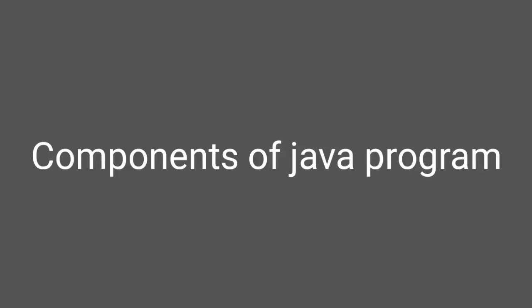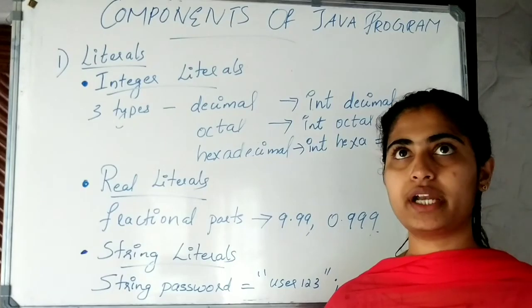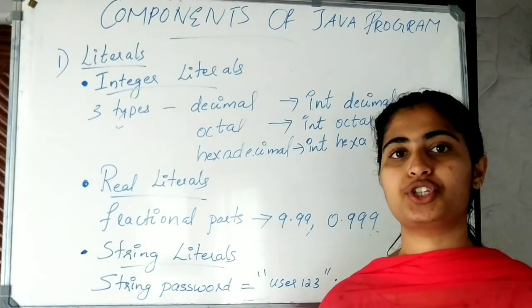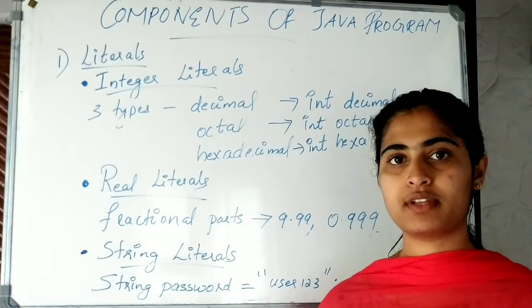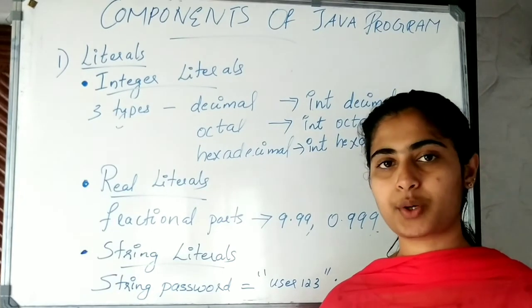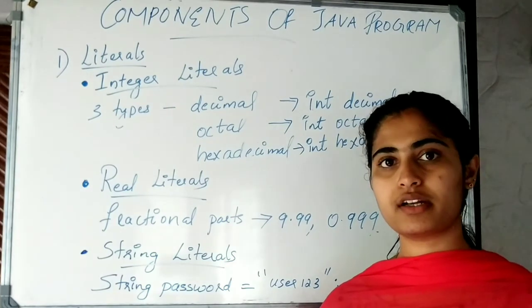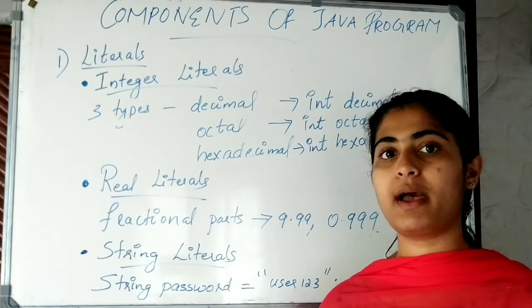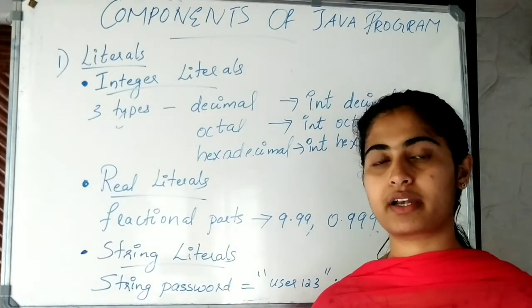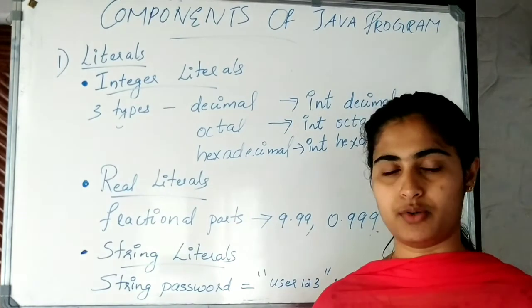Now let us study about different components of a Java program. I have taught you that by using these components, we'll be writing commands for different types of programs. The first type of component that we are going to study is literals. If you want to enter a number, text, or any information to a Java program, you cannot simply enter it. There is a format in which you have to enter a number, text, or any information to a Java program.